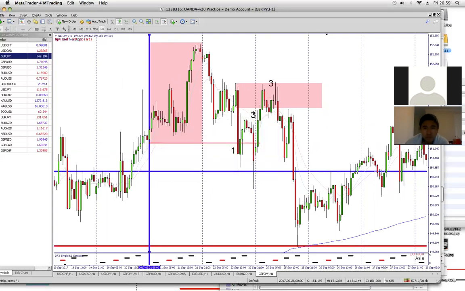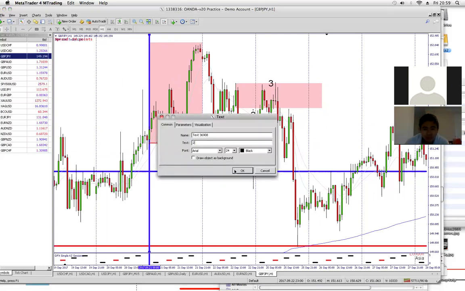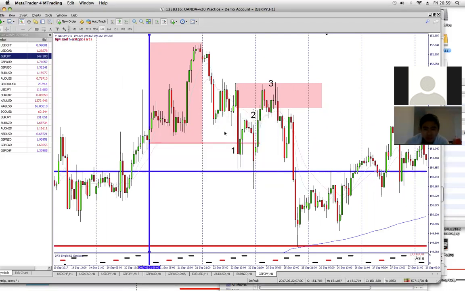I'll go through this now. So we've got 1, break previous day's low, 2, into previous day's range, and 3, enter into an institutional order block, and then goes down. So that's the sequence. It's 1, 2, 3. 1, break previous day's low. 2, enter the previous day's range into institutional sponsorship.